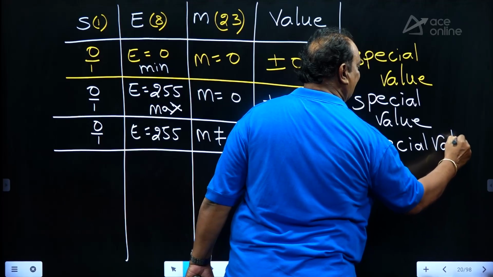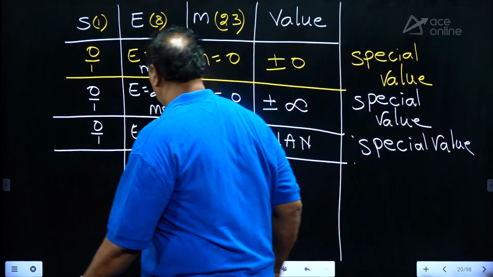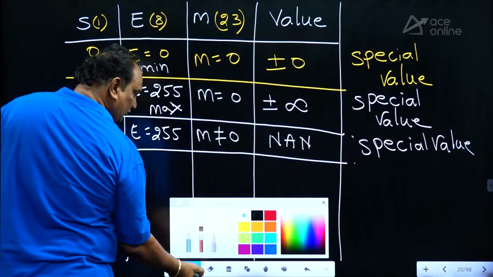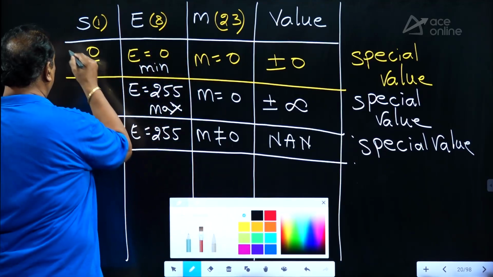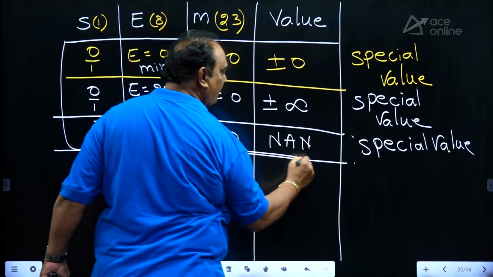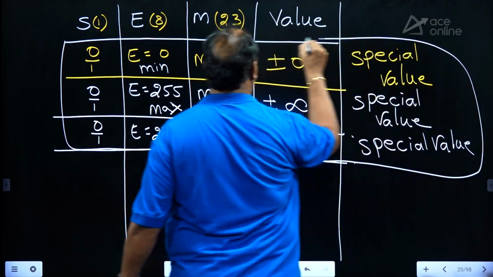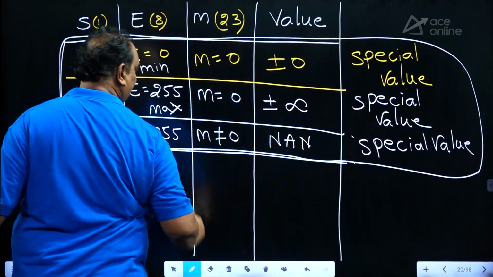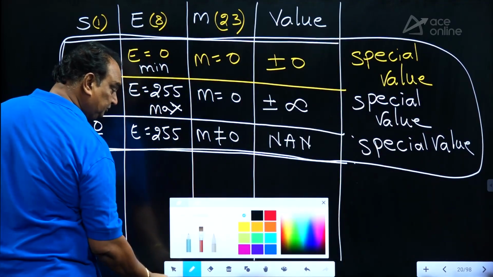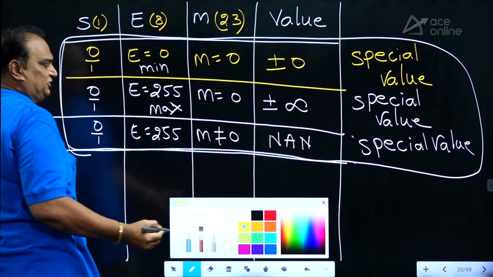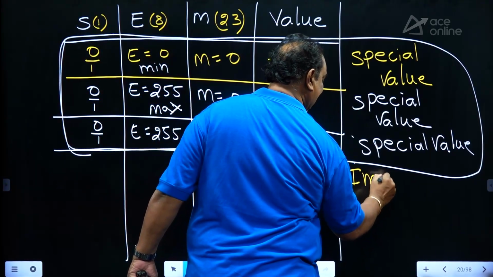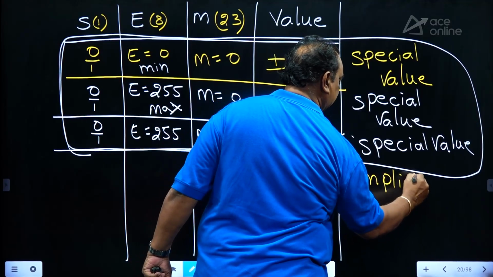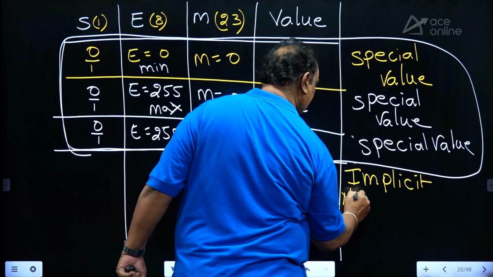So what is the final conclusion from this? The minimum and maximum capital E values are allocated for representing special values. Next, to represent implicit normalized numbers or values.